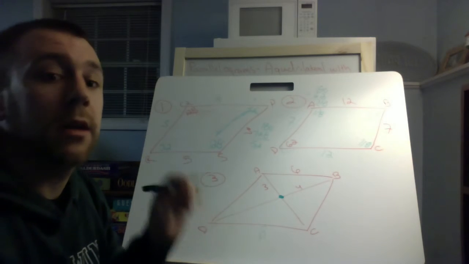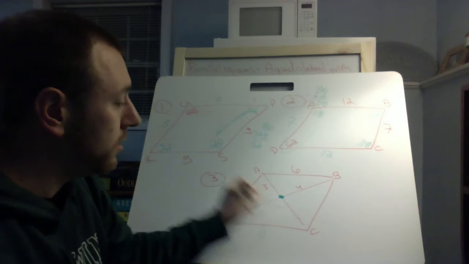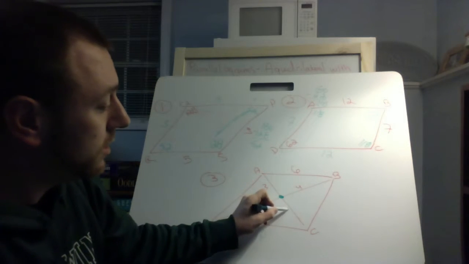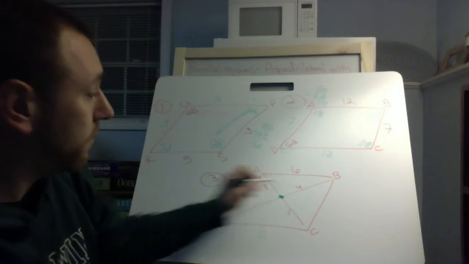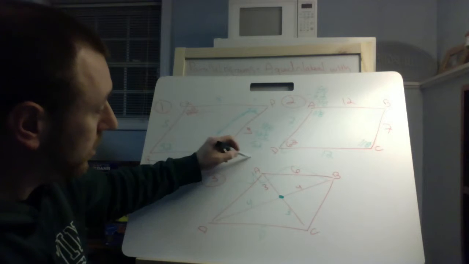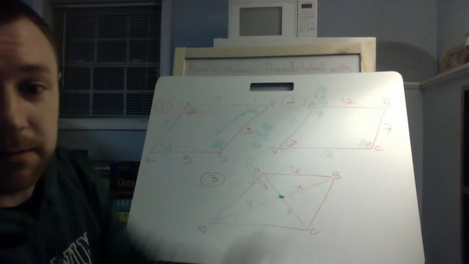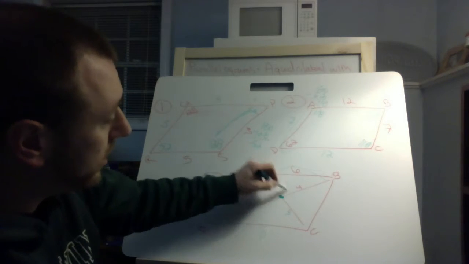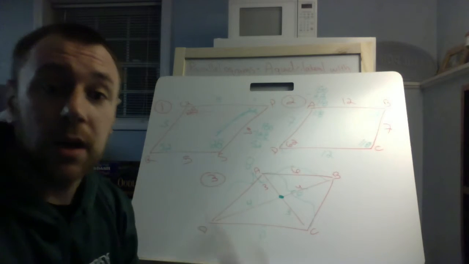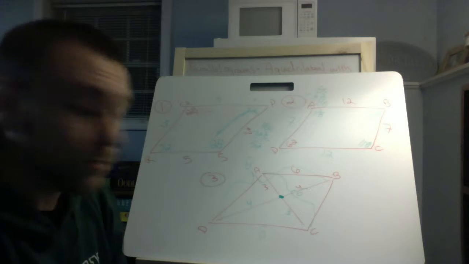That middle point splits this line into two parts. So I know if this side's 3, this side's 3, this side's 4, this side's 4. And then I can find the total length of D to B as 8 and A to C as 6. I just double the one of those lengths.